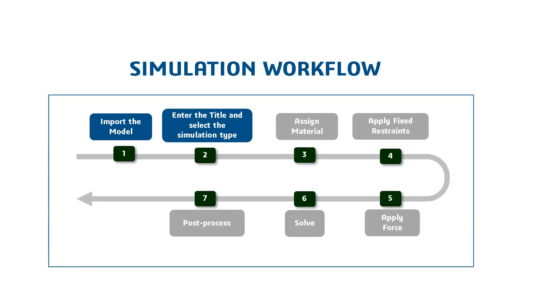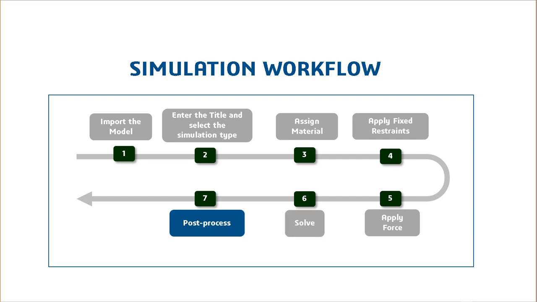Before starting the simulation setup, the steps to be followed are described here. The first two steps of importing the model to the simulation application, as well as entering the simulation title, and selecting the analysis type have been demonstrated already. The third step involves applying material to the component. This is followed by step 4, which involves applying fixed displacement restraint to constrain the degrees of freedom of the model. The next step is to apply the desired loading. Once these steps are completed, step 6 is to run the simulation. The last step is analysis of the results.